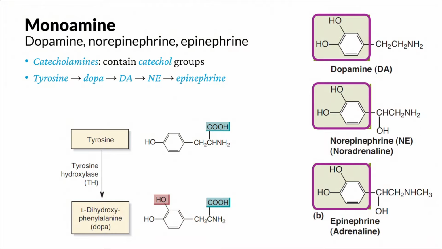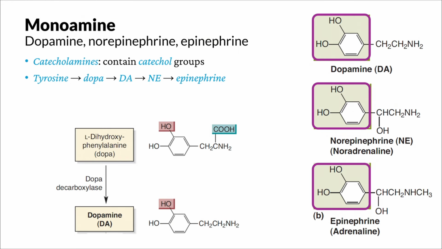L-dihydroxyphenylalanine. We can see this because another name for tyrosine is hydroxyphenylalanine or L-hydroxyphenylalanine. Both are the same. Dopa is L-dihydroxyphenylalanine, meaning that there are two hydroxyl groups, which is very easily visible in this figure. Dopa is then transformed into dopamine via dopa decarboxylase.